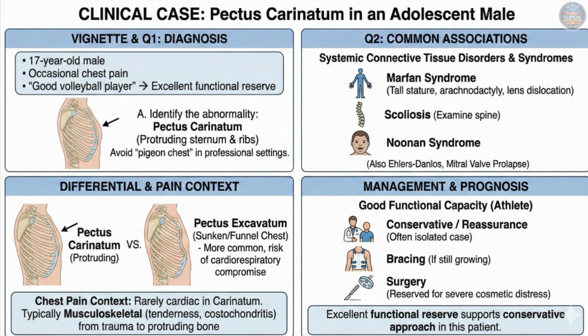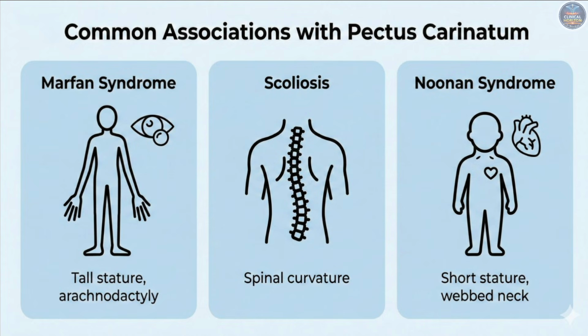Now the management portion. Because our patient is a good volleyball player, we know he is functionally well. Therefore, management in this case would be conservative, reassurance, or perhaps bracing if he is still growing. Surgery is usually reserved for severe cosmetic distress.